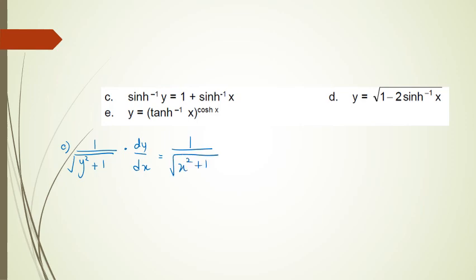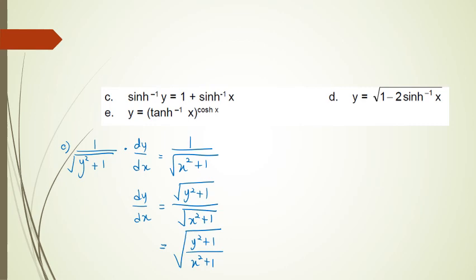So how to find dy dx? dy dx is equal to the square root of y square plus 1 over the square root of x square plus 1, or we can write it as the square root of y square plus 1 over x square plus 1.